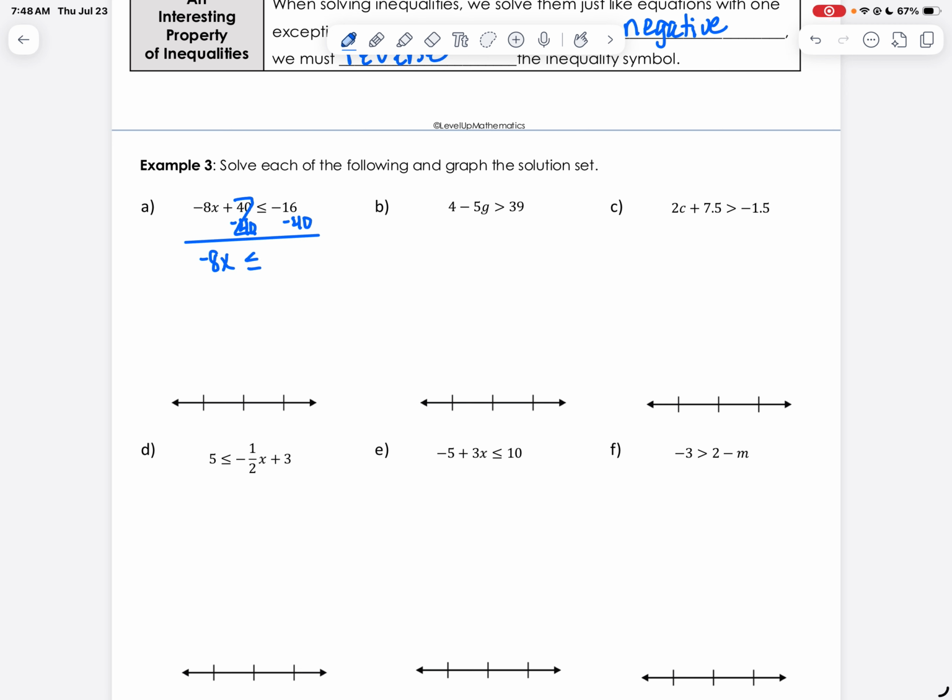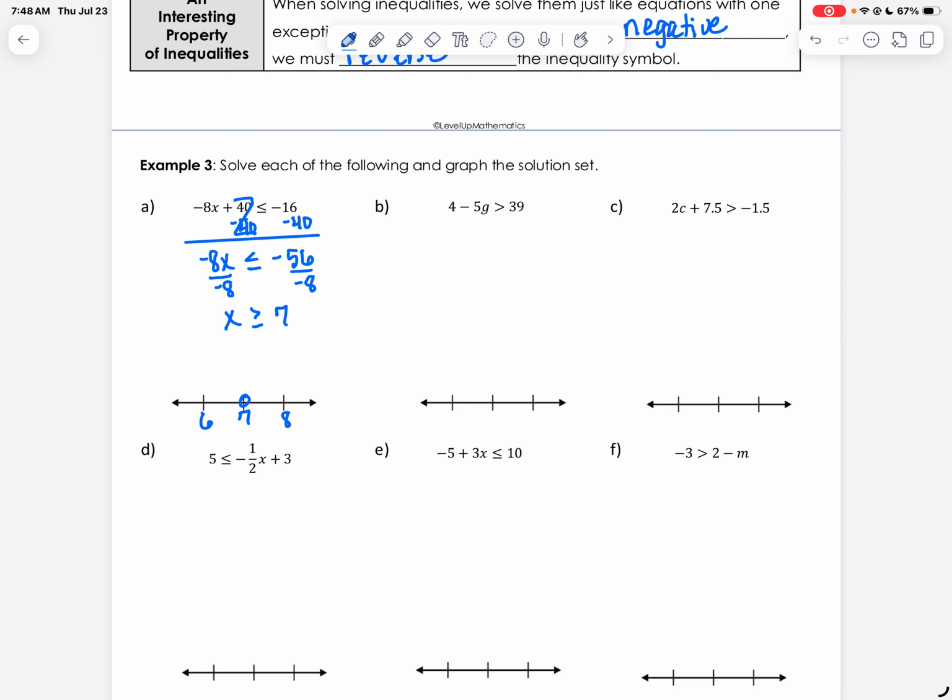Now here we have negative 16 minus 40. Remember, when the signs are the same, we add them up. So that would be negative 56. Now to finish this, we're going to have to divide both sides by negative 8. But remember that interesting property that says if we multiply or divide by a negative, we must reverse the symbol. So this would become x is greater than or equal to. Here, a negative divided by a negative would be positive 7. So to graph our solution, I want to put 7 in the middle and then 6, 7, 8.